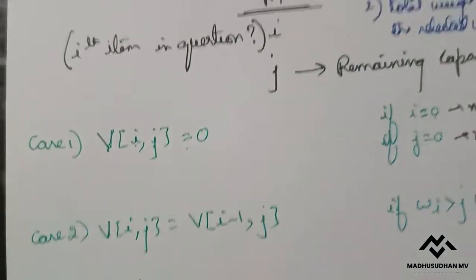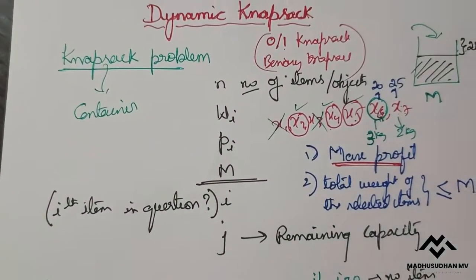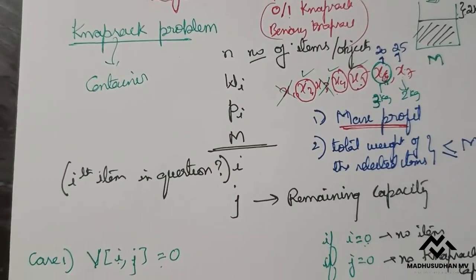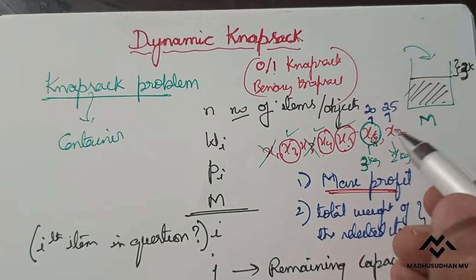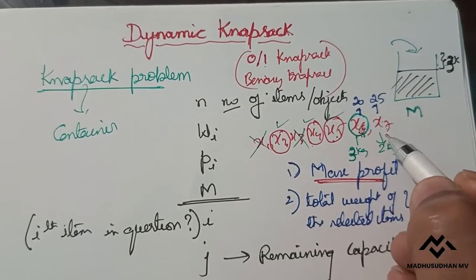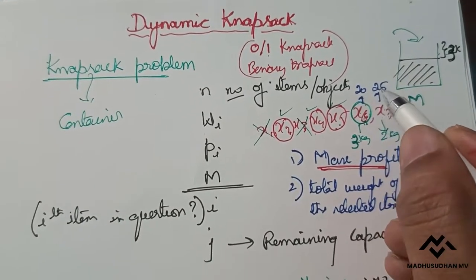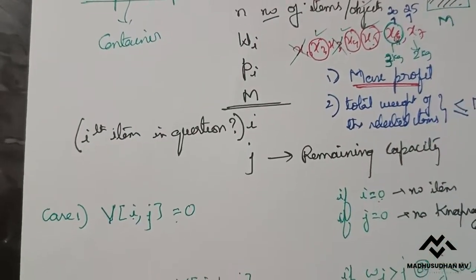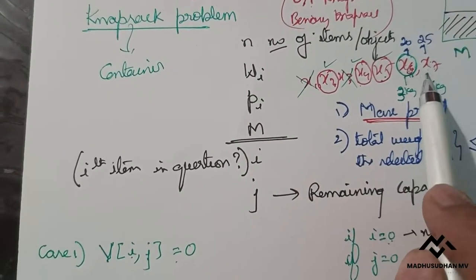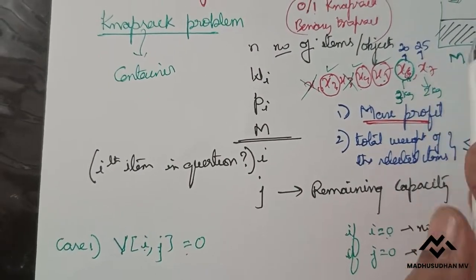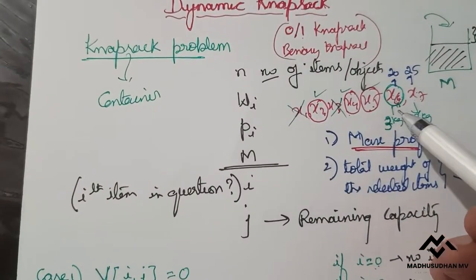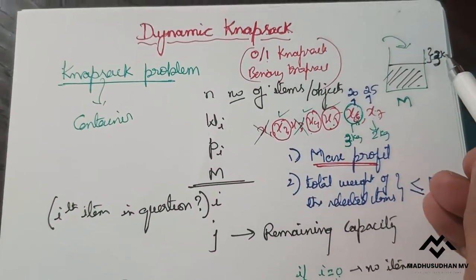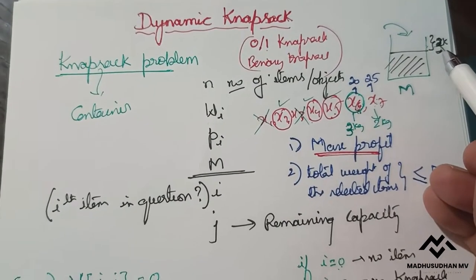Now assume 3 kg is left. This is 3 kg and this is a 2 kg item. This is 20 rupees. This is 25 rupees. Now there are some items, these 2 items are there. And the remaining capacity is also there. Now assume the weight of this object is 3 kg, or the remaining capacity is 3 kg. So can I take it? Yes, I can take it.